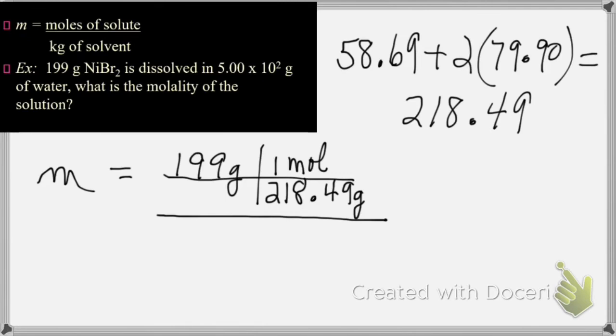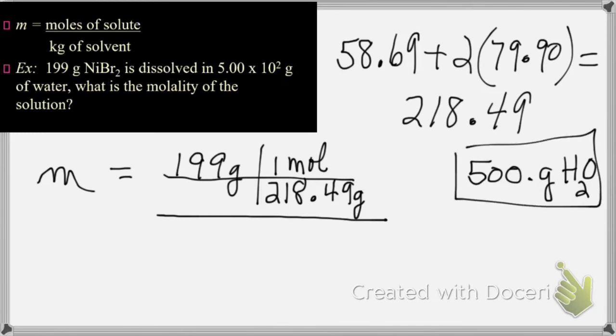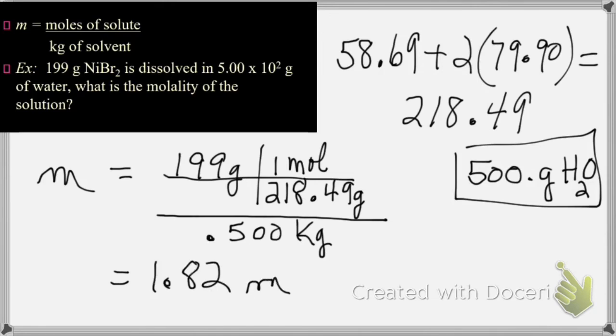And the denominator, we have 500 grams of water. Water is indeed our solvent. Notice for molality, we only want the solvent in the denominator, not the solution. And it needs to be in kilograms. That's the most common error, forgetting to change the mass in grams to kilograms. So this would be 0.5 kilograms. We put this into our calculator and we will get 1.82 molal, and then we would write the nickel bromide. That's the way we would write that on a label with that funny lowercase m.